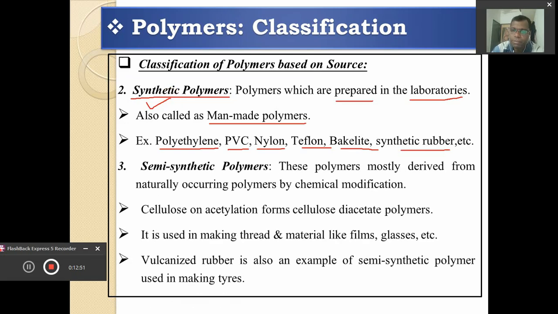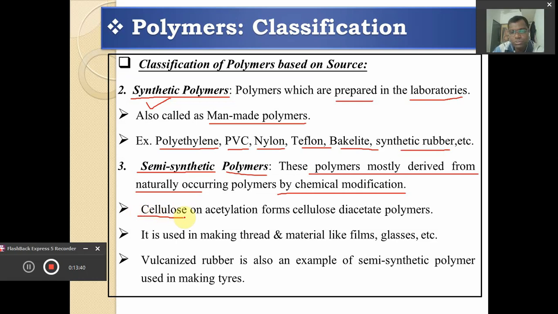After the second type, the third type of polymer based upon their source is called semi-synthetic polymer. This is not purely synthetic, this is semi-synthetic. These polymers are mostly derived from naturally occurring polymers. They are obtained from the natural polymers by modifying their structure by a chemical modification method. If you make changes in the structure of a natural polymer by means of a chemical reaction, then the modified natural polymers are called semi-synthetic polymers.